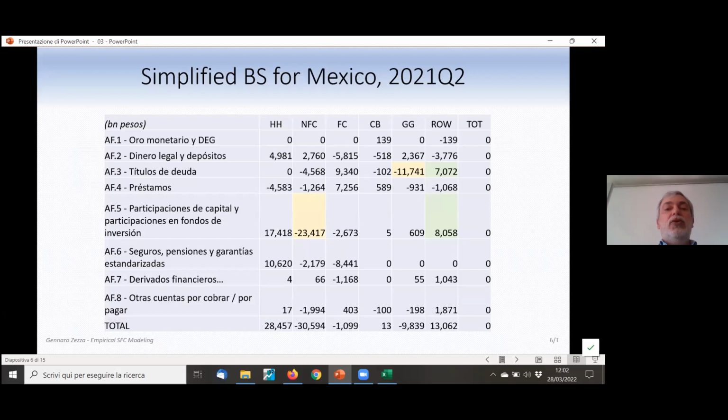Then you need to do some simplifications. So this is what I did for the balance sheet of Mexico for the second quarter of 2021. Do you want to get this table? Do we want to work out this table now together?